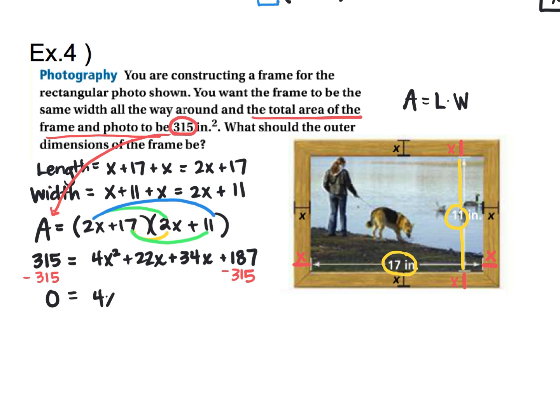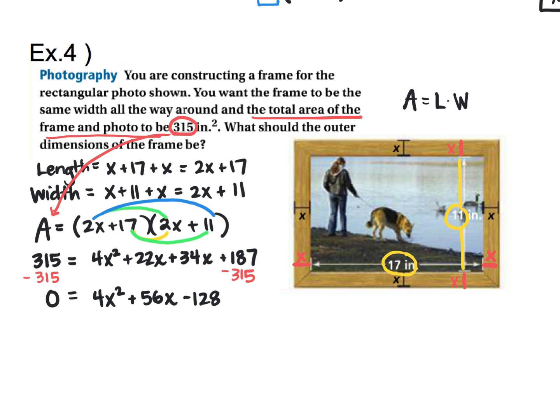We'll have 4x squared. The middle two terms, 22 and 34, add up together. They make 56. And then I want 187 minus the 315, and that would give me negative 128.